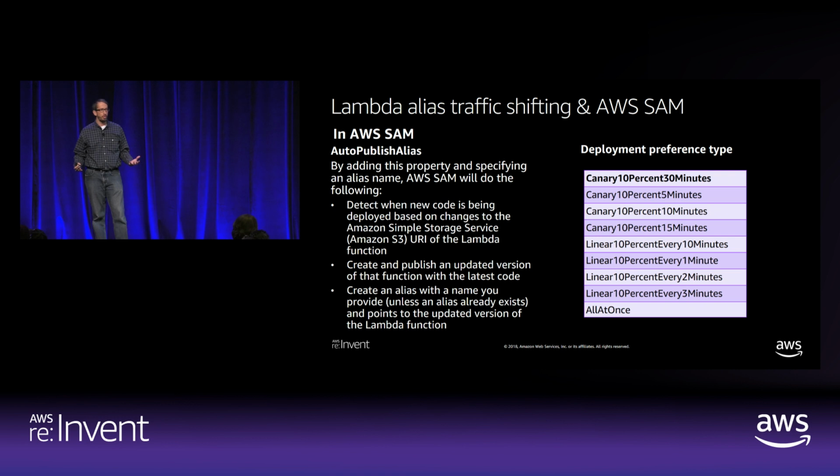So you can do canary deployments. You can say, hey, I just want 10% of my traffic to go to that new version, and I want to associate up to 10 CloudWatch alarms with that. And if any of those alarms fire, I'm going to revert back to the old version. There's also linear deployments where you can go up by 10% every so often, according to every time interval that you see there.